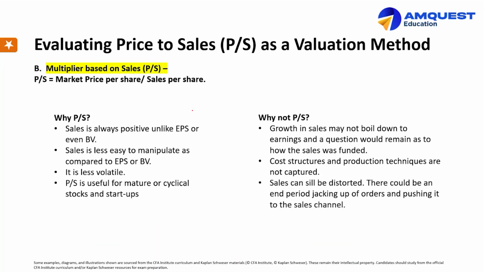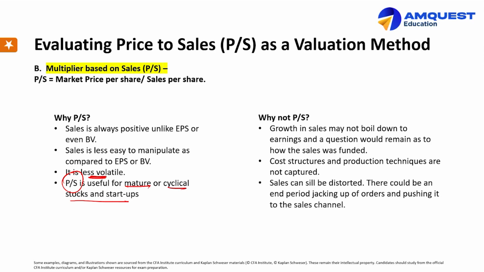So sales is better than earnings. Sales is always positive, unlike EPS. Sales is less easy to manipulate as compared to EPS or book value. Sales is less volatile compared to net income. And if we are valuing any mature or cyclical stock or startup, then also price to sales will be useful. So PS is useful for all types of firms.